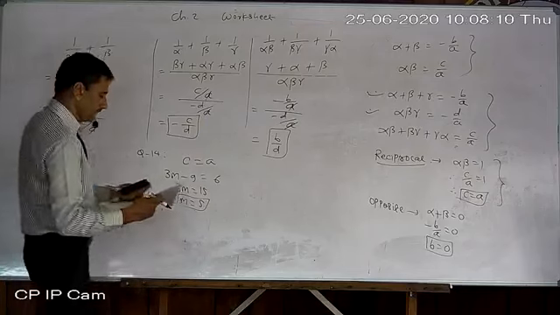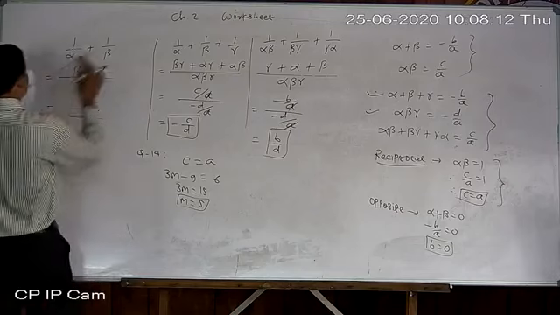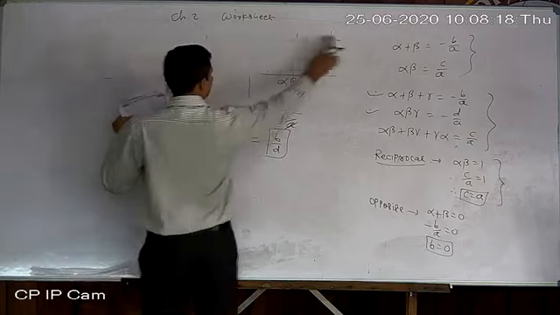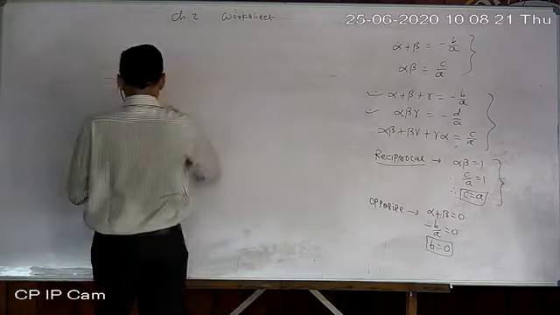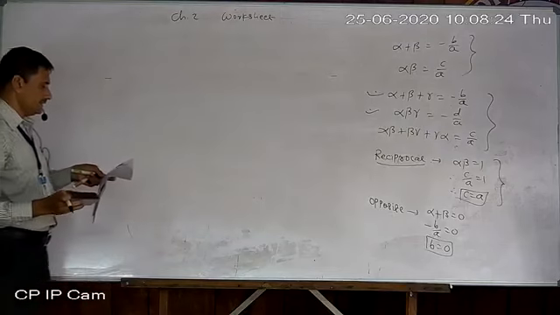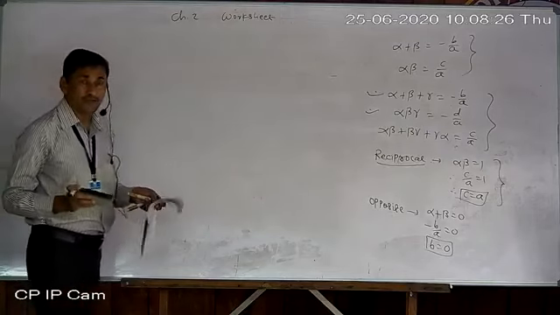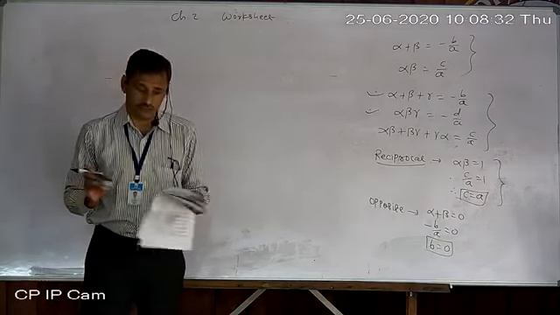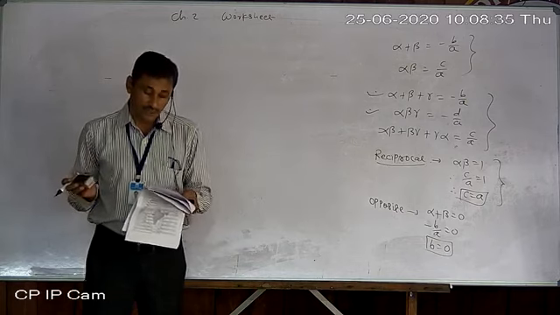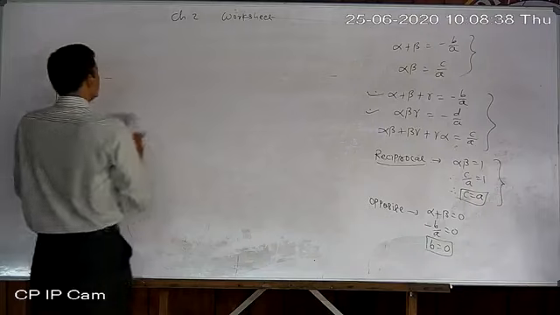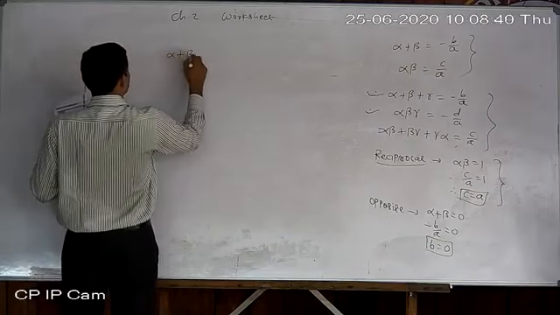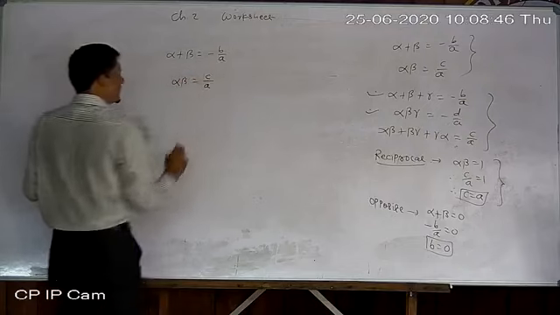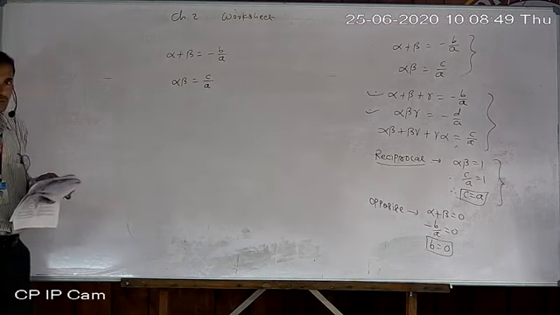Now, number 15. The zeros of the polynomial x square plus 99x plus 127 are not to be found, but we are asked about their nature. Nature means whether both are positive, both are negative, or one positive and one negative. So here alpha plus beta equals minus b by a, and alpha beta equals c by a. We don't want alpha and beta themselves, we don't want the values.